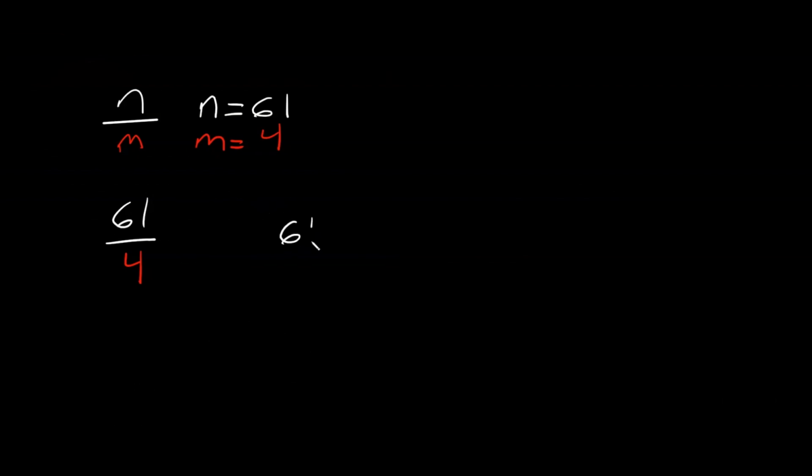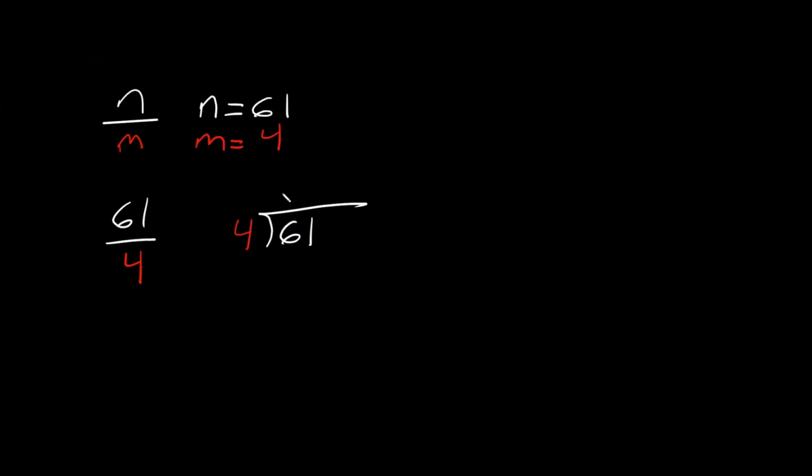And now we can take this problem. So we'll have n over m when n is equal to 61, and then m is equal to 4. So we could rewrite this and just plug in these values. So here we have 61 over 4. And when we have a fraction here, all this means is division, right? So we're going to divide this numerator by this denominator. So we will have 61 divided by 4.